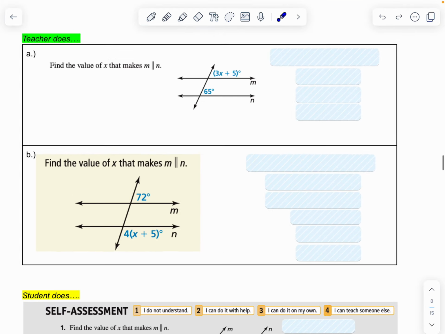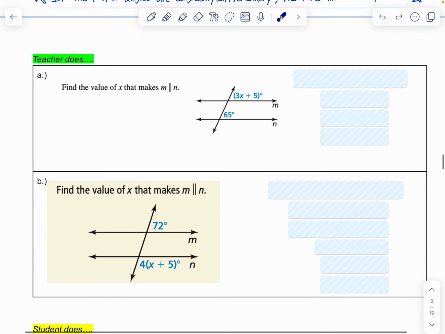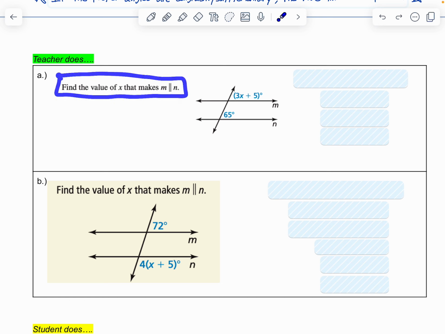All that's going to do is just change some verbiage here. We still solve in a very similar way, but it's just going to change the way that the question is phrased. Find the value of x that makes m parallel to n. That sounds a little complicated, but don't overcomplicate it for yourself. We're still looking at two corresponding angles. I know that corresponding angles are congruent if these lines are parallel.